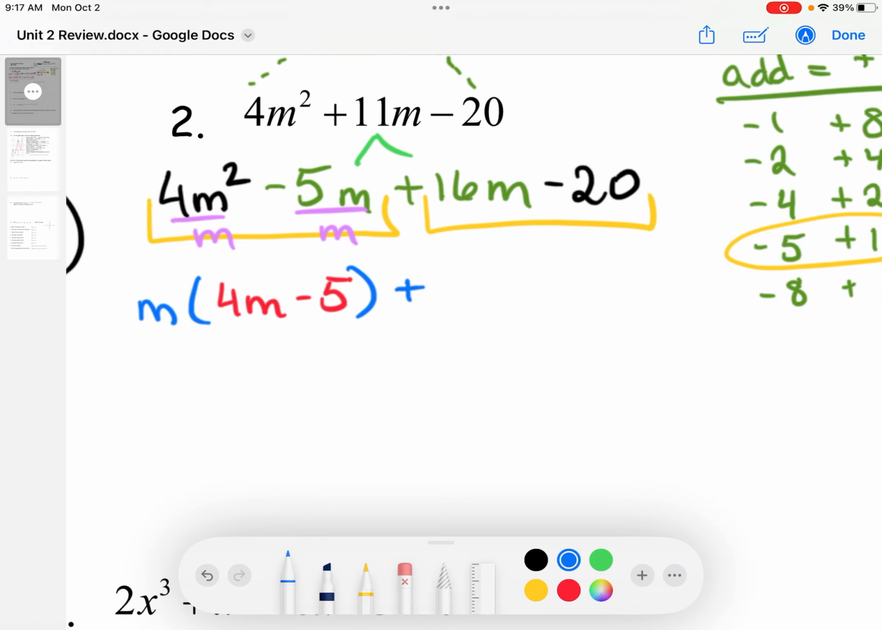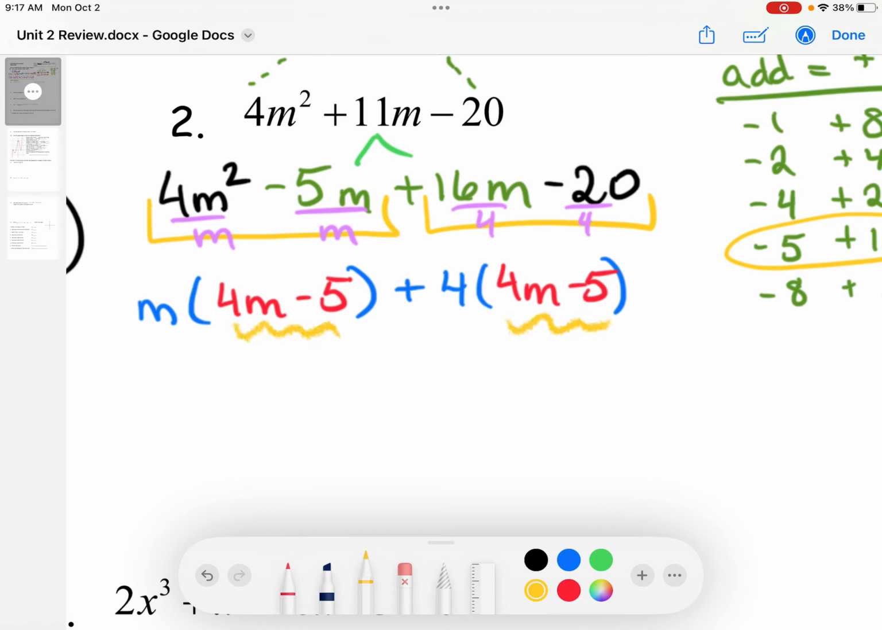Bring down the sign in the middle. It's a plus. Look at your second group, 16m minus 20. That greatest common factor is a 4. And so we will divide each of these terms by 4. And we get 4m minus 5.